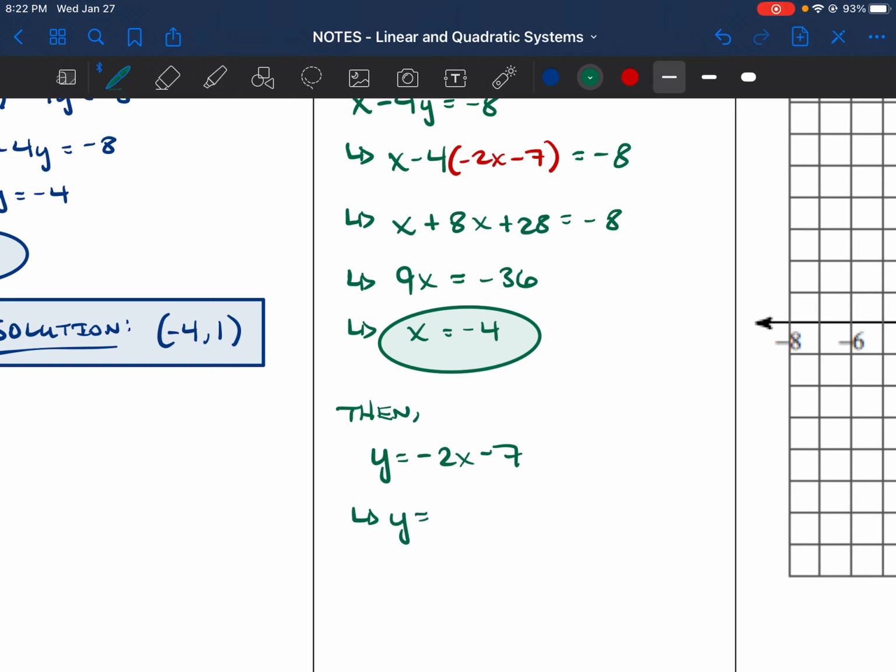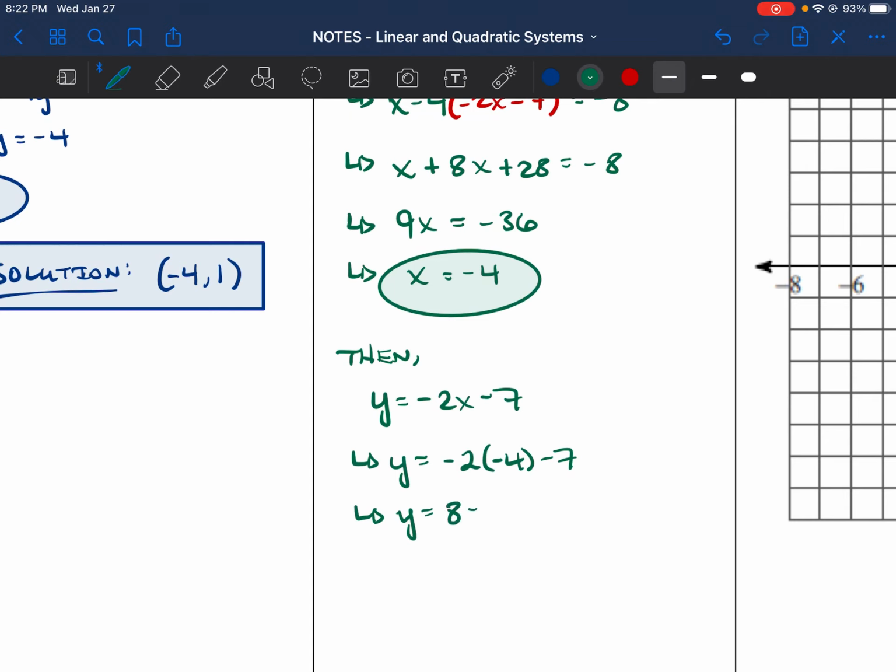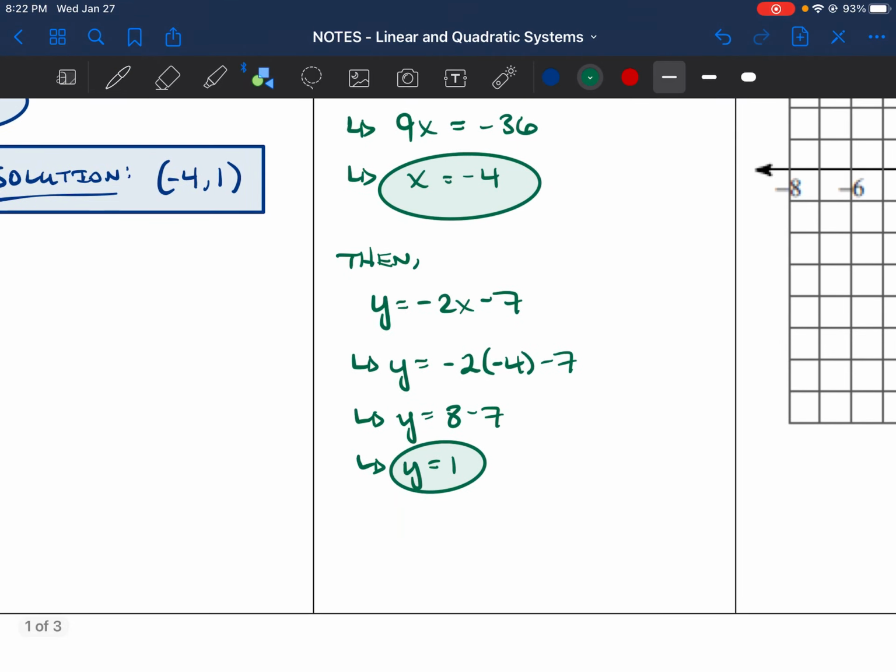This will give us y equals negative 2 times negative 4 minus 7. And negative 2 times negative 4 is 8. 8 minus 7 tells me y equals positive 1. And we can once again see the solution, just like in the previous example, is negative 4, positive 1. Just like it was supposed to be.